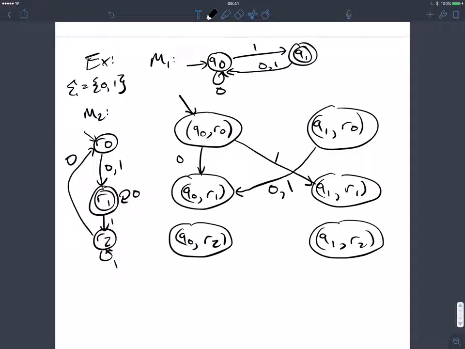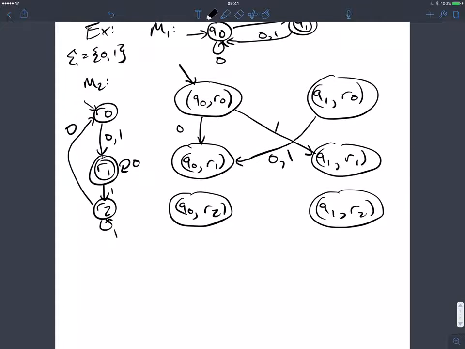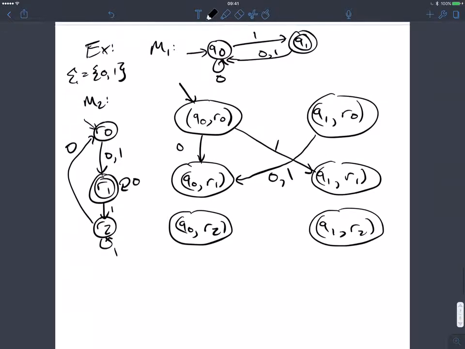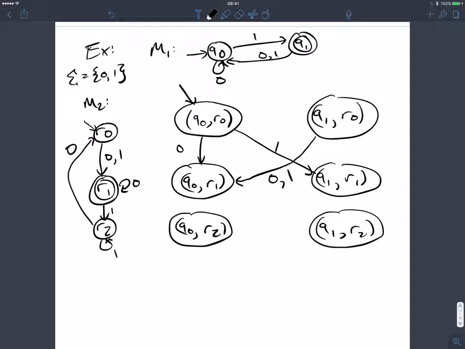Okay? So now let's go down to the second level. Q0, R1, where do I go on 0? Q0 is going to stay the same, and R1 is going to go to R1. So what is this transition going to be? A self loop, yeah, on that same state.